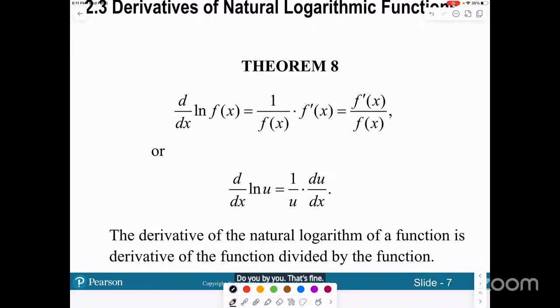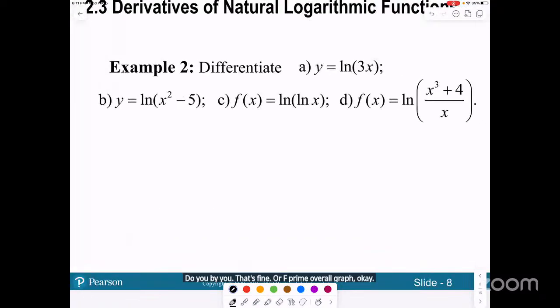Okay, or f prime over f. So we have a few examples here. I'll do a couple. Let me see. I'll at least do the first one, and I'll leave the others for exercise.